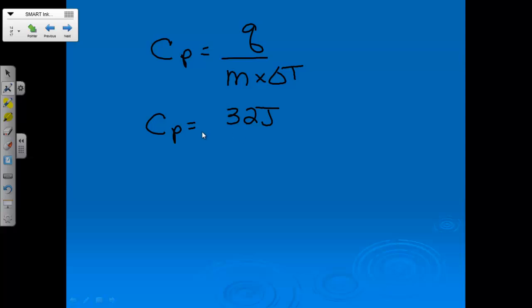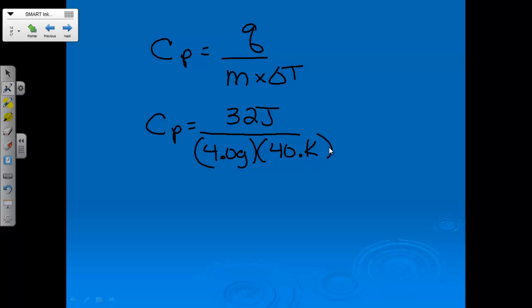Alright, I'm looking for specific heat. So the version of the equation that I'm going to choose is this one. I'm going to put Cp is equal to Q over mass times delta T. That X is just a times sign. Alright, so I'm looking for Cp. I'm going to put the units in here to show you where we get the units in our answer. We have 32 joules over 4.0 grams. There's a point there. Times our delta T, which was 40 with a decimal place, and we're dealing with Kelvin.